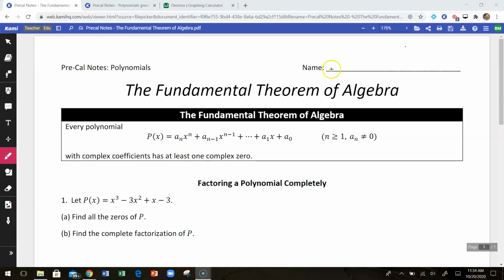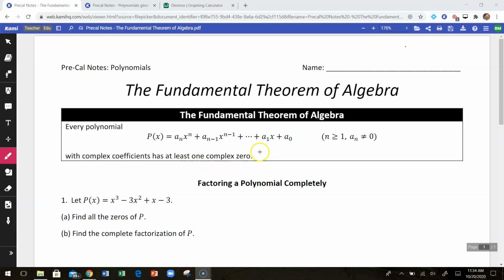Alright, the fundamental theorem of algebra is that if you have a polynomial and the degree of that polynomial is at least 1, greater than or equal to 1, then you will have at least one complex zero. Furthermore, whatever the degree of the polynomial is, that will determine how many complex zeros you have.